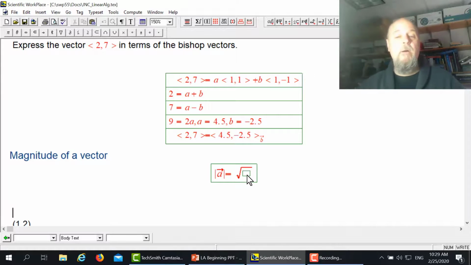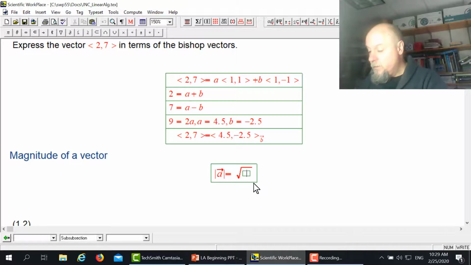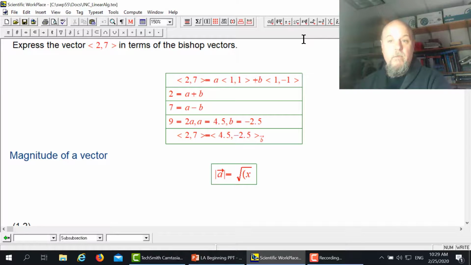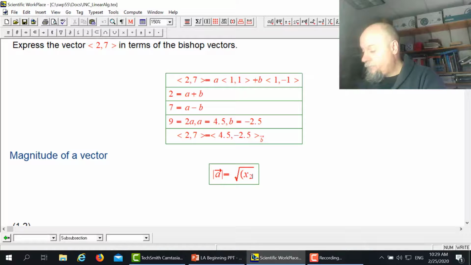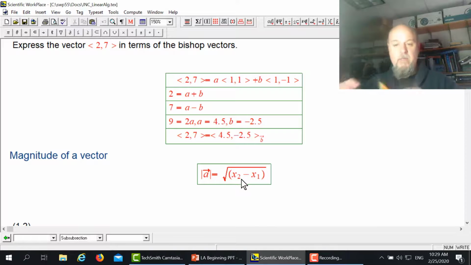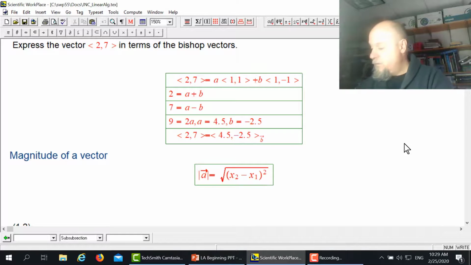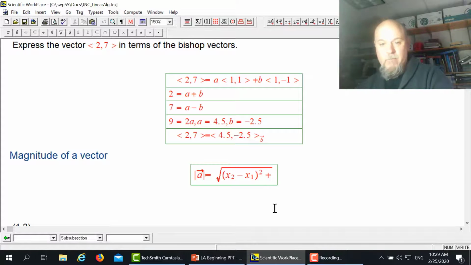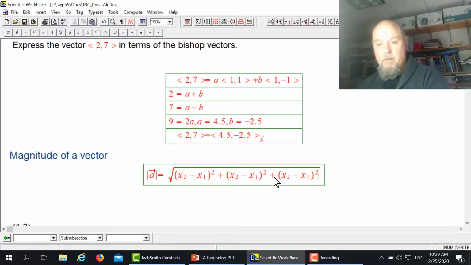So if I'm talking about a 3D vector, then I'm going to have the difference between the x components, where that's this, the end is the 2 and the start is the 1, squared. So I'm just doing the distance between 2 points formula. So I'm going to have one of these for x, I'm going to have one of these for y, and I'm going to have one of these for z's.